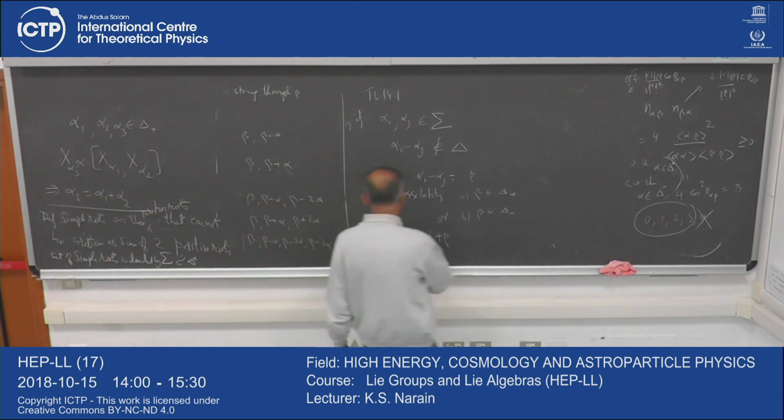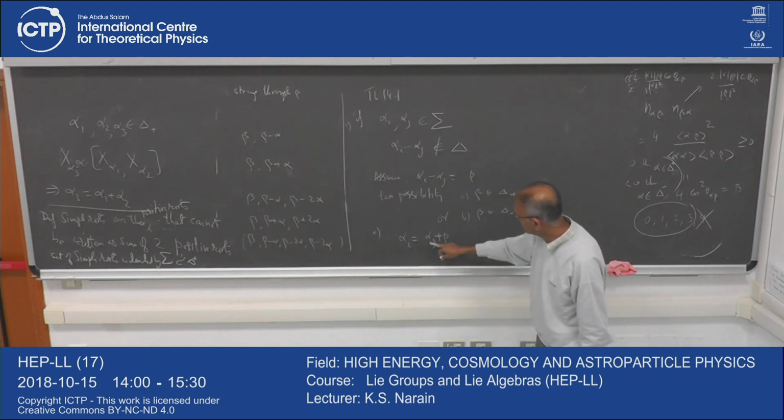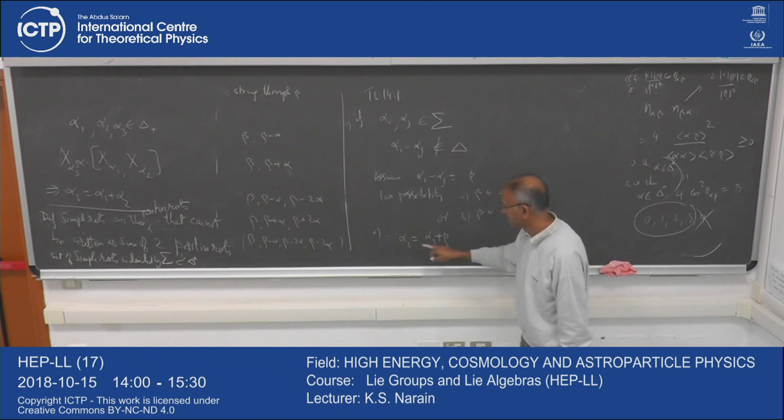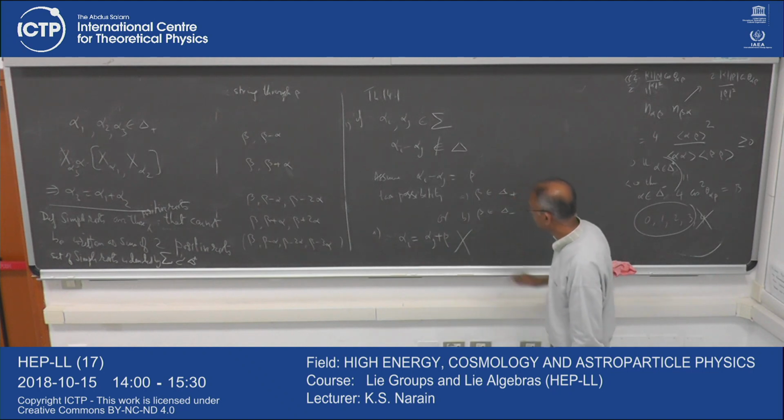So this is of course delta plus, this is also delta plus, this is also delta plus. But here we have a contradiction, because by assumption this is a simple root. It cannot be written as a sum of two positive roots, right? So that's a contradiction. So this is not possible.